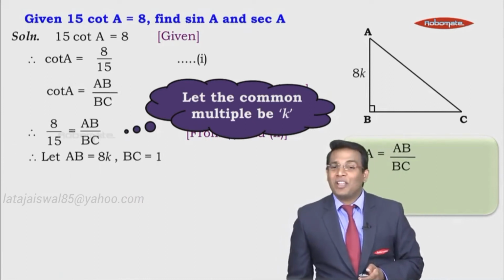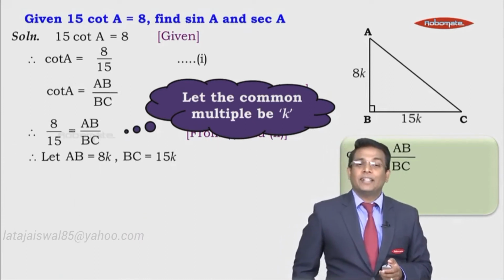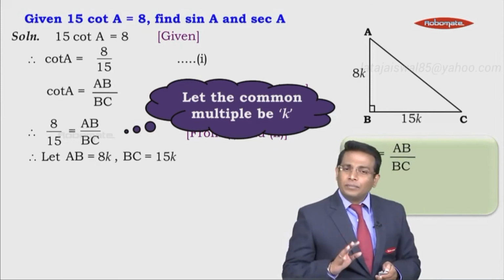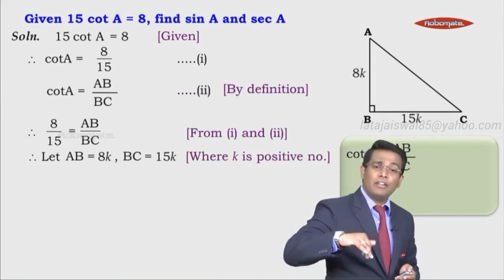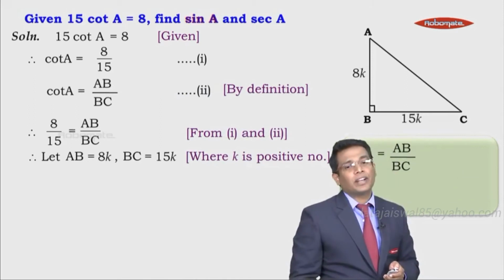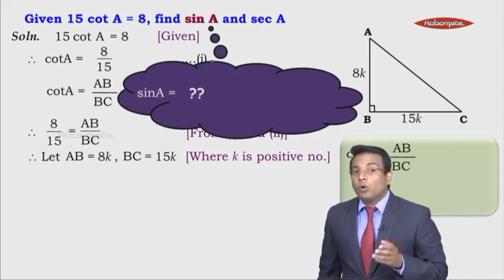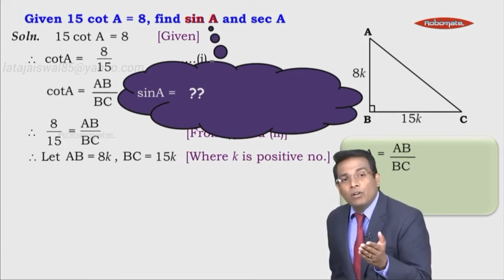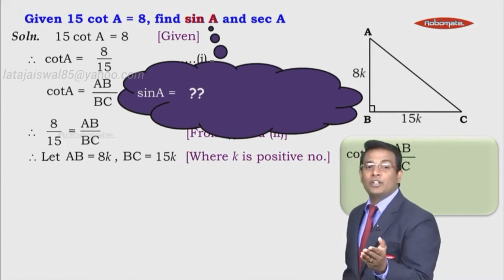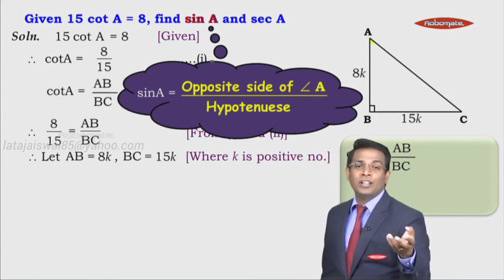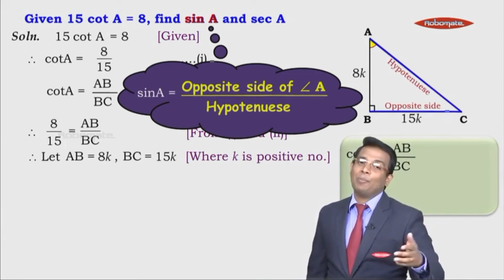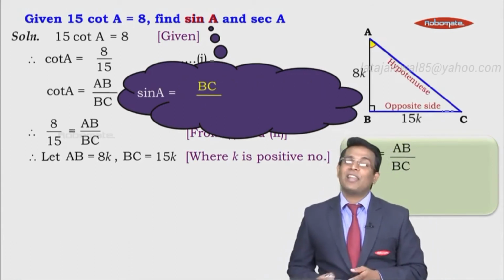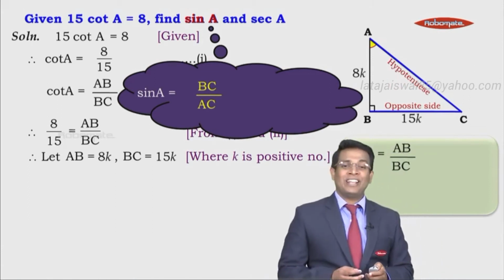So we got the value of AB to be 8K and the value of BC to be 15K, where we know K is a positive number, right? Now the question is, what do we want? We want sin A. So what is sin of A? Sin of A is nothing but the opposite side upon the hypotenuse, right? That means the opposite side is BC and the hypotenuse is AC. So sin of A is equal to BC upon AC.